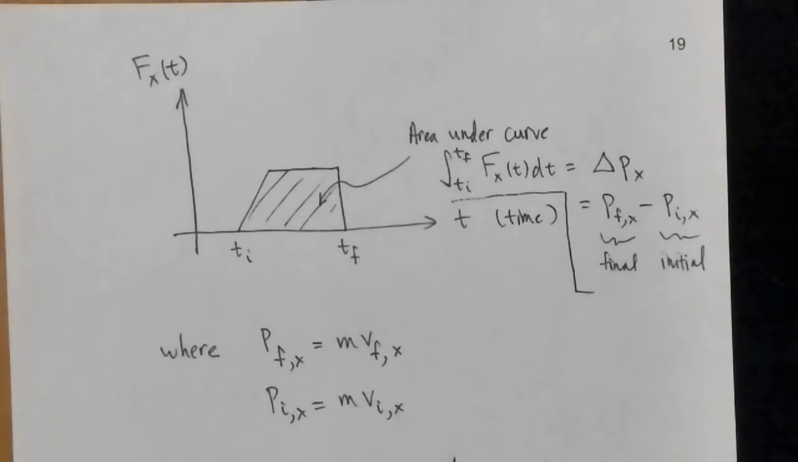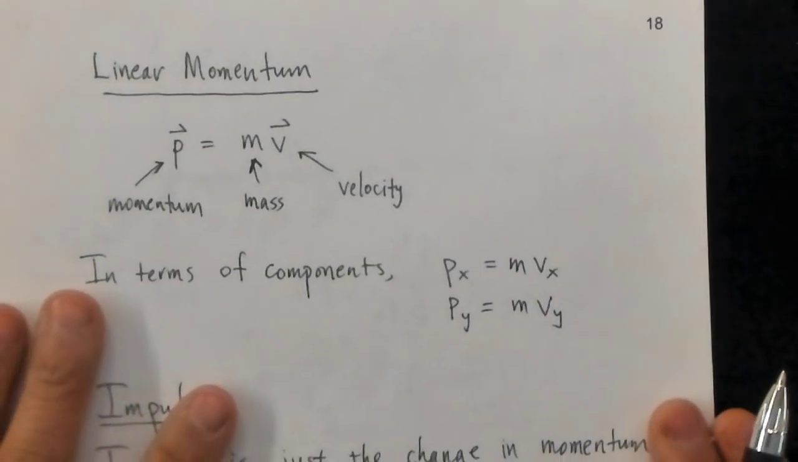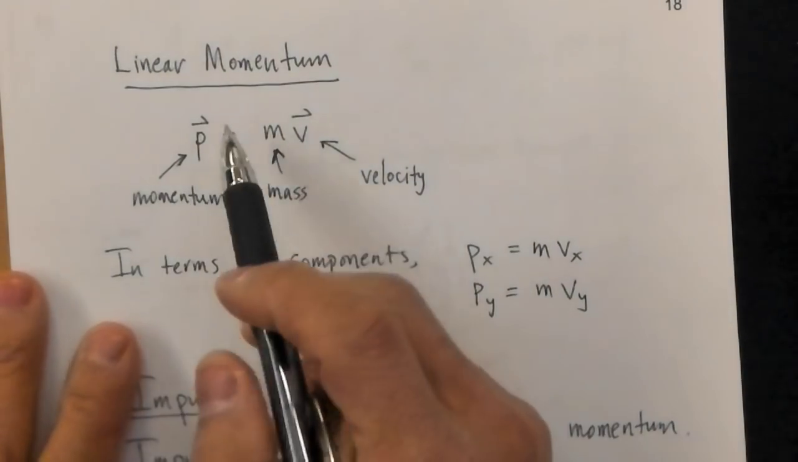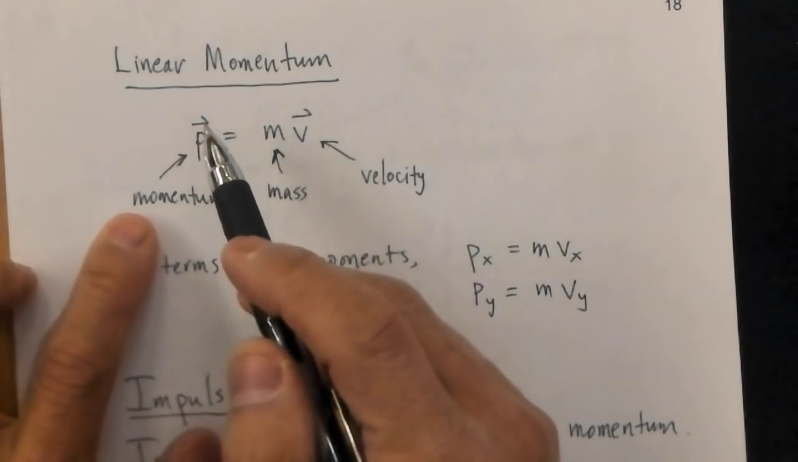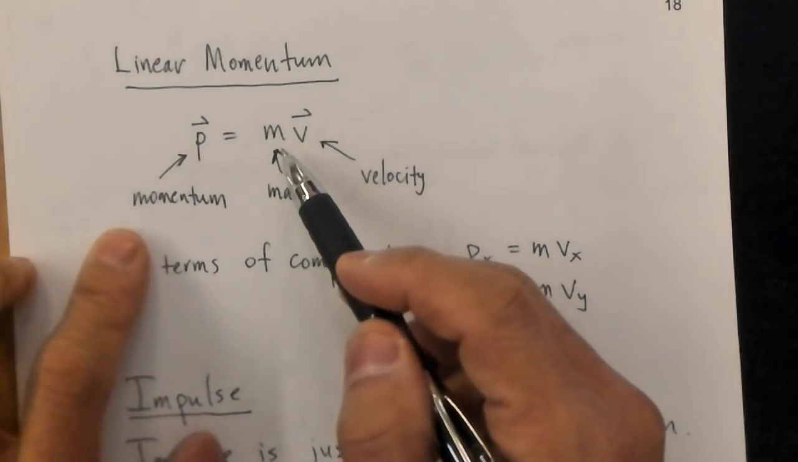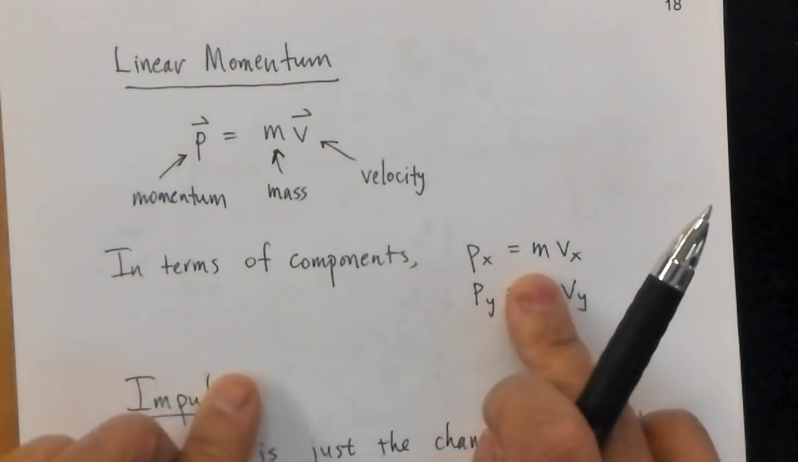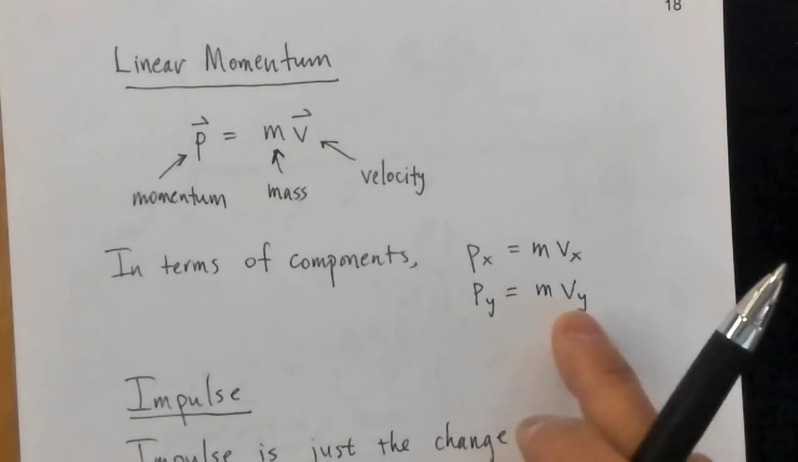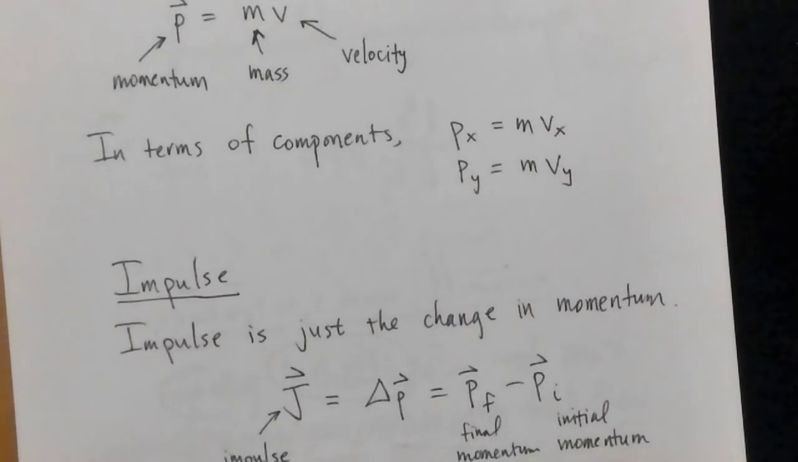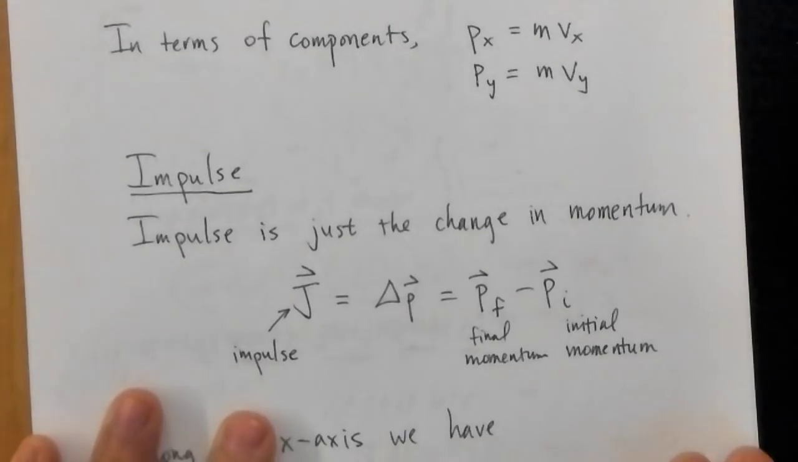Okay, sorry, I skipped one side of this. Then we talked about linear momentum. Linear momentum is written as small p. The vector is equal to the mass times the velocity vector. In terms of components, px is equal to mvx, py is equal to mvy. Okay? Just mass times the velocity.